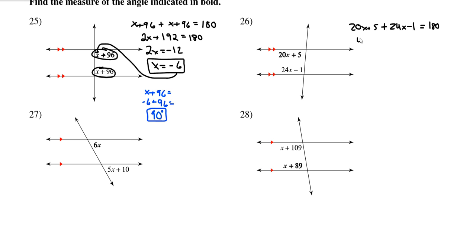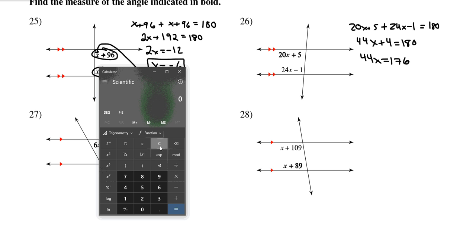20x plus 24x is 44x. 5 minus 1 is 4. Subtract 4 from both sides of the equation. And 176 when I divide 44 on both sides here. 176 divided by 44 is 4.